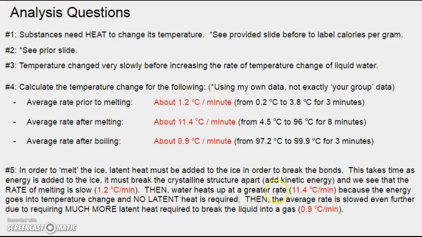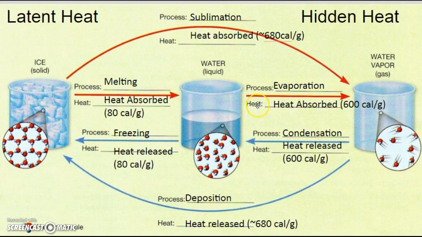But then the water heats up at a greater rate, right, at 11.4 degrees C per minute, because the energy goes into temperature change, and no latent heat is required for this. So it's going to have a much greater rate of change. And then the average rate is slowed even further due to requiring much more latent heat to break the liquid into a gas. And that was 0.9 degrees C per minute. I can go back and show this: this is going to have a slightly greater slope, and this is going to have a much, much lower slope.